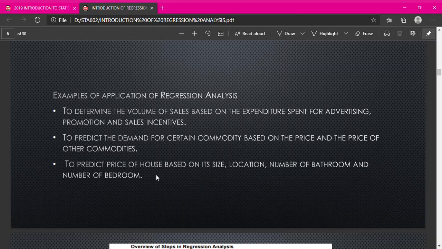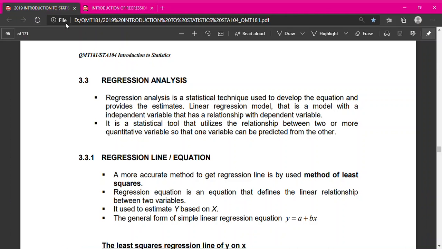Contohnya lagi, to predict the price of house, okay, on its size, location, number of bathroom dan juga number of bedroom. So, once we have the size of house, the location dekat mana, number of bathroom dan juga number of bedroom, so we can predict the price of the house if we have the regression equation. Okay, so bila kita ada regression equation, we can predict the Y. So, kalau kat sini, contoh kat sini actually ada beberapa independent variable. Ini adalah contoh untuk multiple lah. Okay, so basically for diploma level untuk basic statistic, kita hanya deal dengan satu independent variable dan satu dependent variable. But still, dia punya konsep sama saja. We can predict the Y.